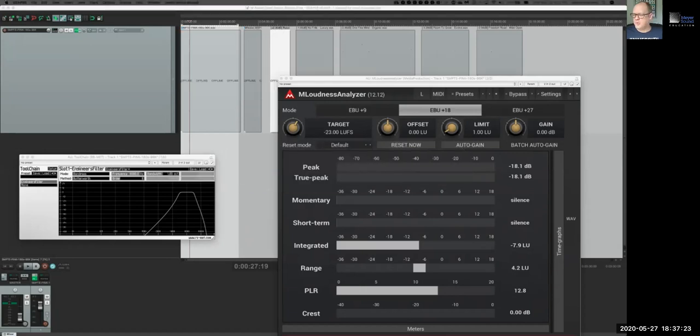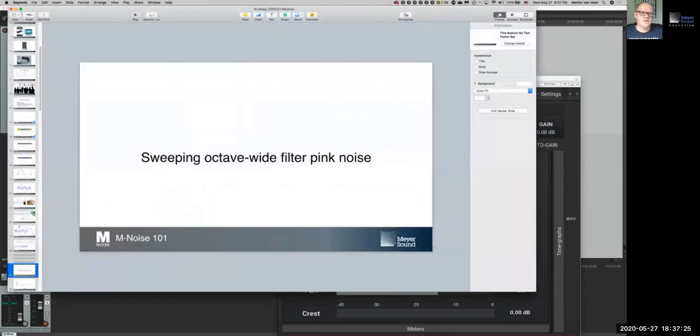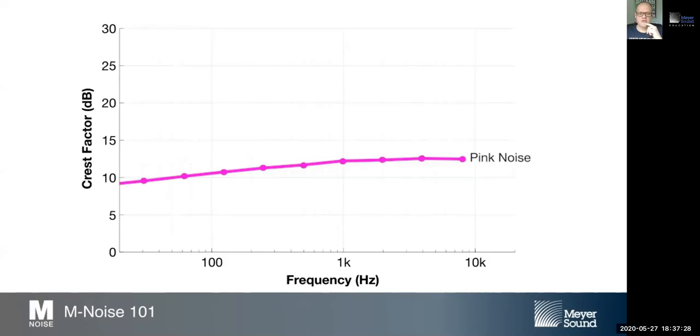So if we were to plot this in a chart, you get the following progression. In the bottom, left to right, we see frequency on the logarithmic scale. And on the left side, top to bottom, we see crest factor expressed in decibels. And please notice that for pink noise, that crest factor stays very close to 12 decibels, even if you tear it completely apart with the bandpass filter that we used just now. The crest factor for pink noise remains virtually unaffected.